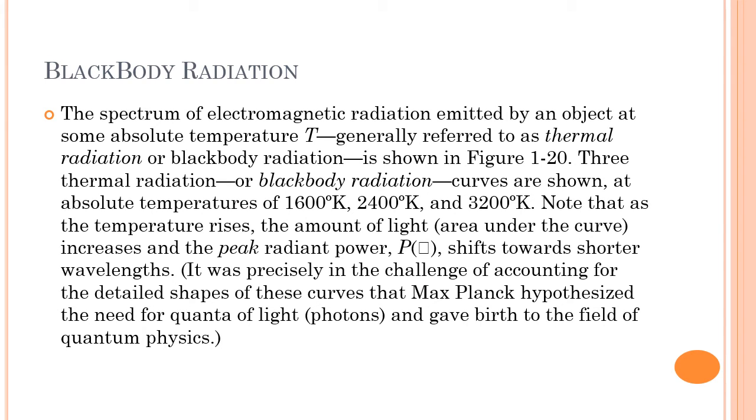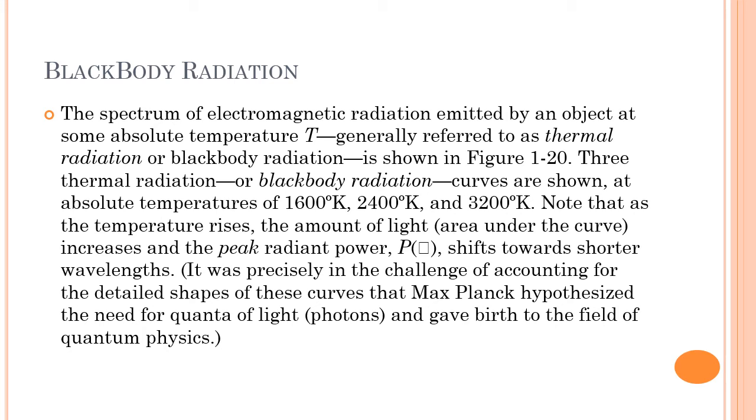Black body radiation. The spectrum of electromagnetic radiation emitted by an object at some absolute temperature T, generally referred to as thermal radiation or black body radiation, is shown in figure 1-20.